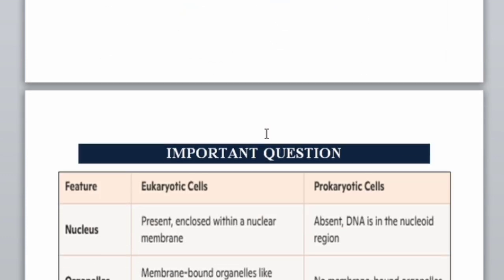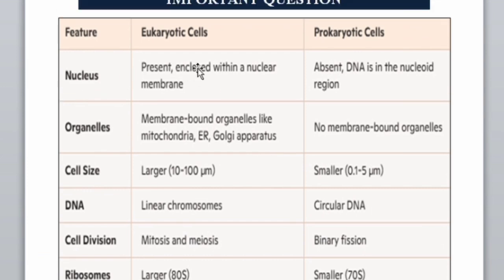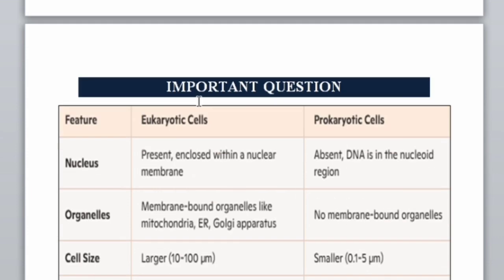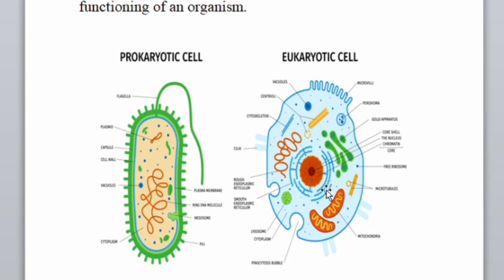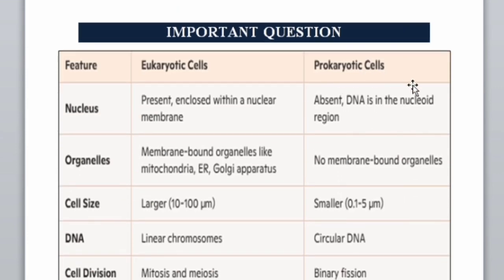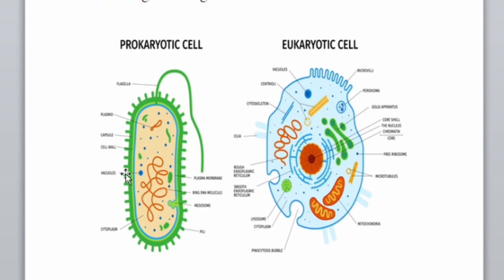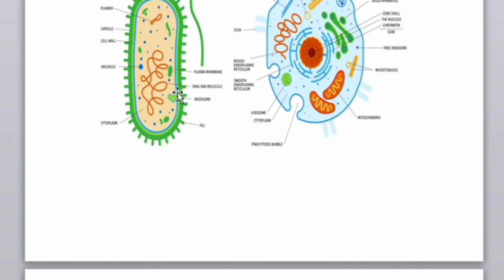So first of all, eukaryotic cell. Nucleus is present in eukaryotic cell, enclosed within a nuclear membrane. So let's have a look here. The nucleus is present as well as enclosed in a membrane. In prokaryotic cell, the nucleus is absent, DNA is in the nucleoid region. So here there is no nucleus and not in any membrane.